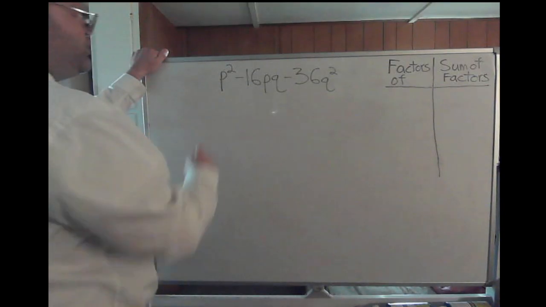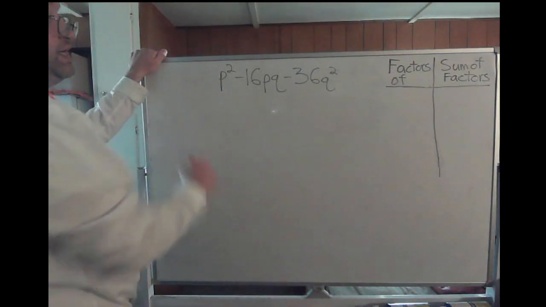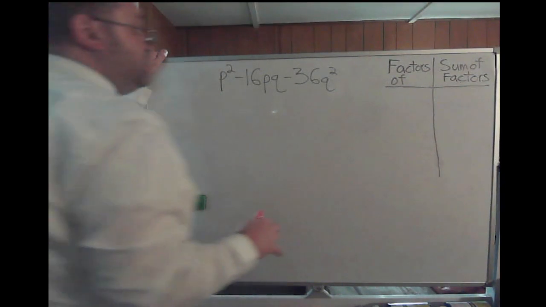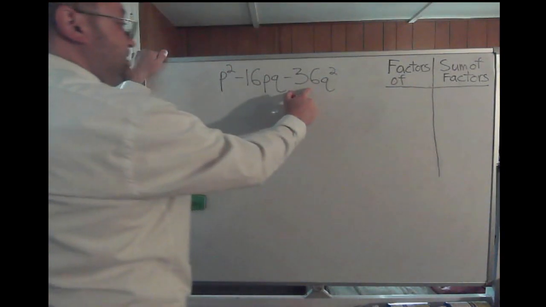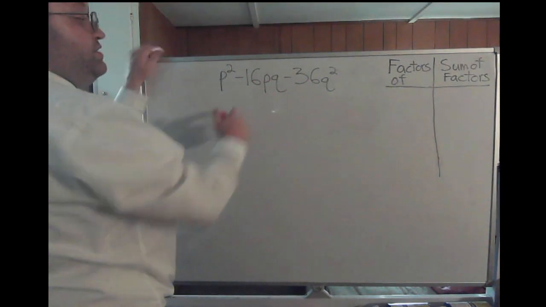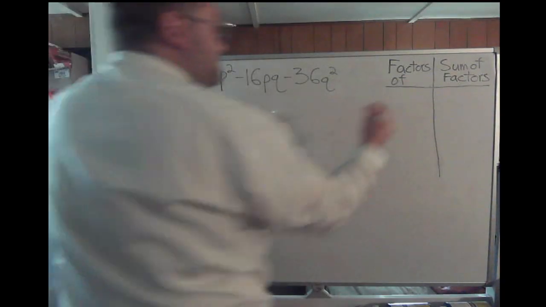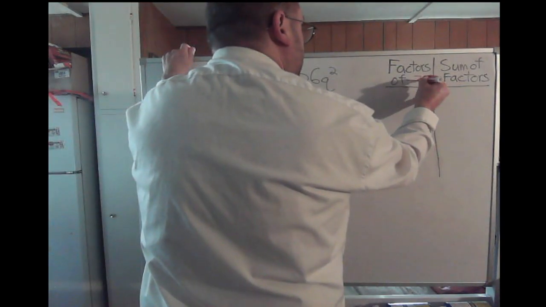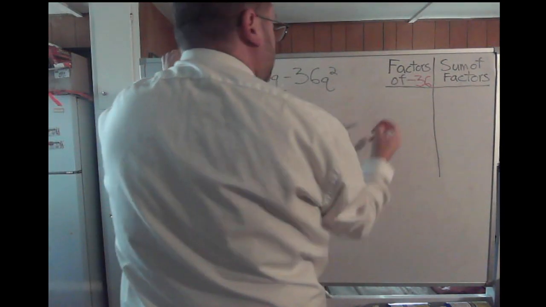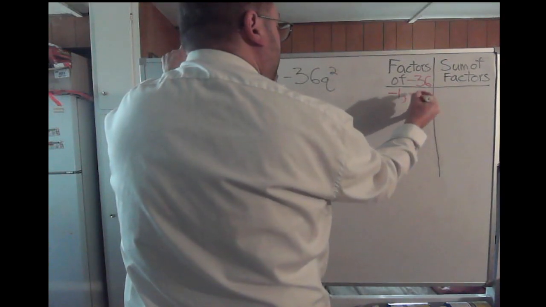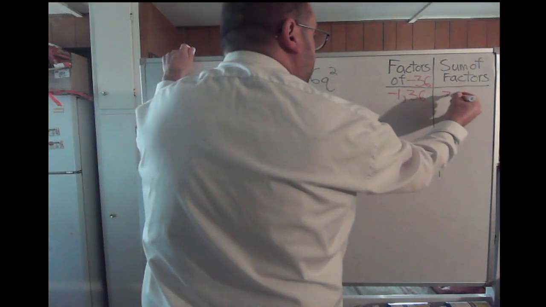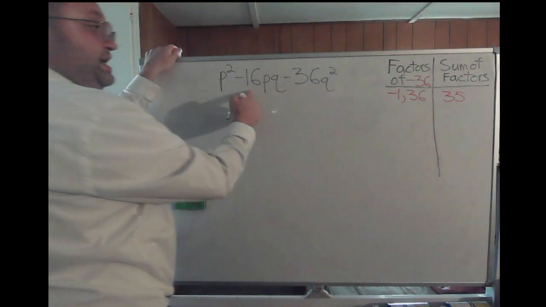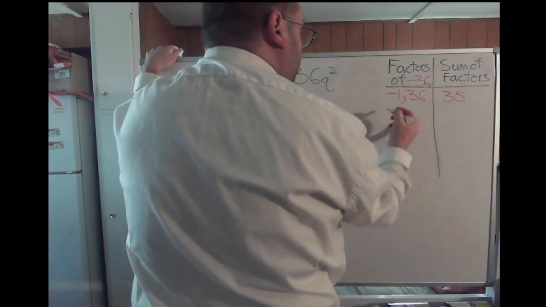Well, the coefficient on the p squared term is 1, so that makes your life easier. Now we need to figure out factors of negative 36 that'll give you the middle coefficient of negative 16. So let's figure out factors of negative 36. So how about negative 1 and positive 36? Add those together, you would get positive 35. You need your middle coefficient to be negative 16, not positive 35.